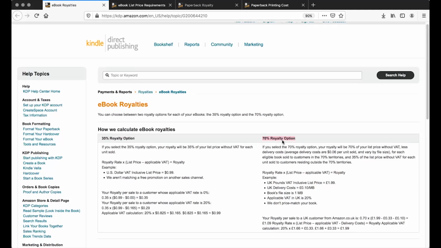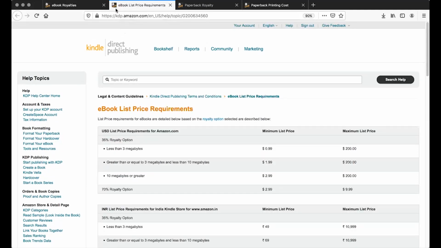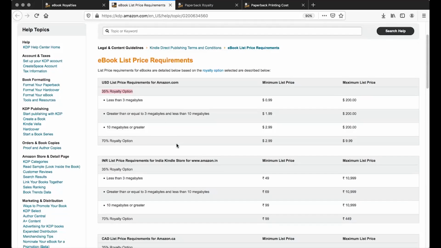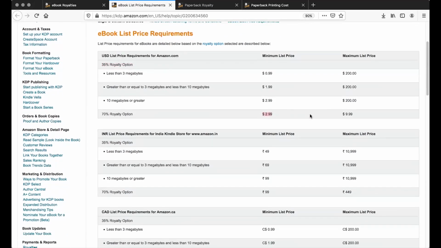Because obviously you're going to want to earn 70%. If you go to this page, ebook list price requirements, they'll tell you what the requirements are. So if you want to sell between 99 cents and maximum $200, you have to choose the 35%. But if you're willing to sell your book between $2.99 and $9.99, you will earn 70%.